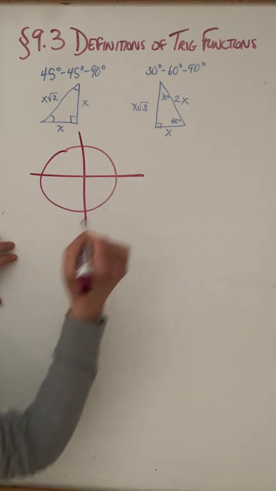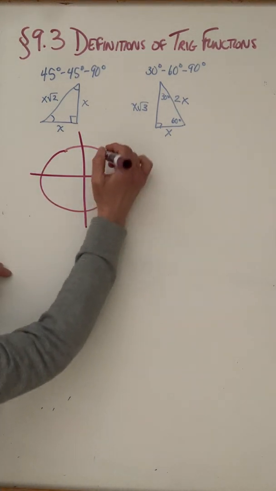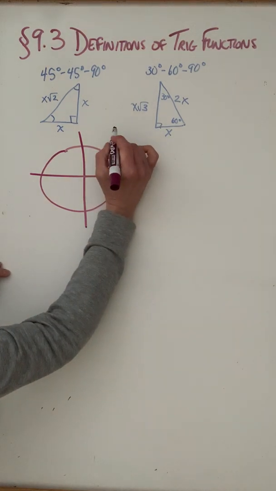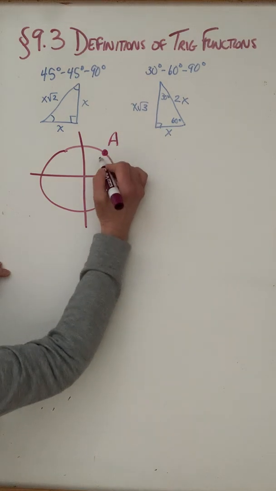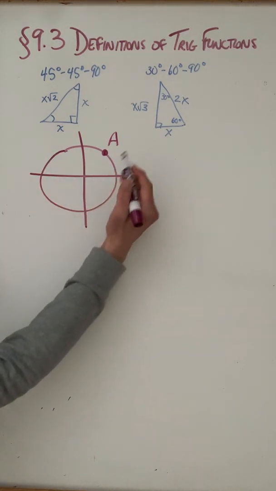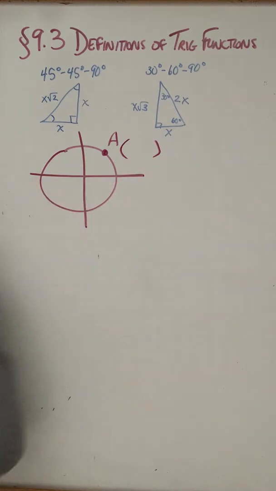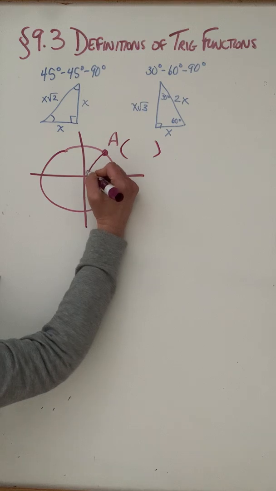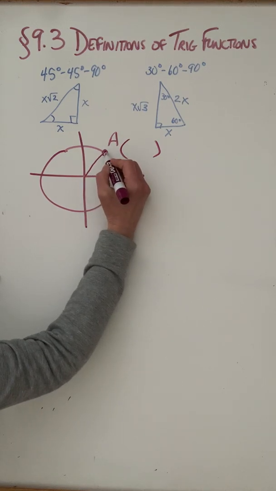So I'm going to draw another unit circle. We're going to use our imaginations and pretend. Let's pretend that I have a point here, which will be point A, and let's suppose that I want to figure out what the coordinates of this point A are if I have a 45-45-90 triangle that I'm going to draw in here.